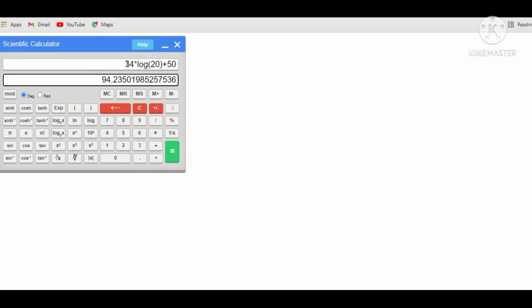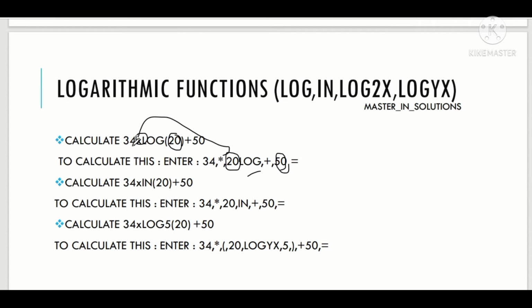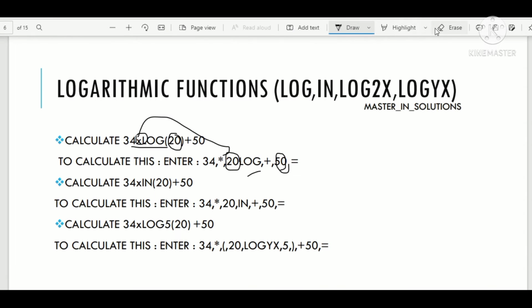This is the manner in which we are going to enter it here: 34 into log 20 plus 50. For this we are going to get the answer like this.